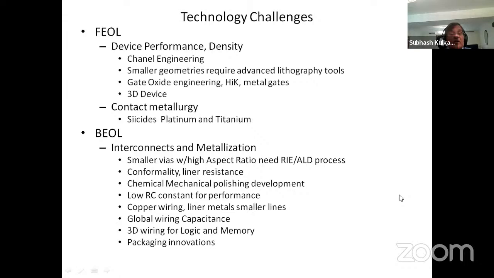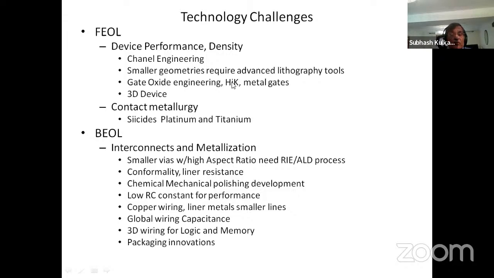Now, what are the challenges in the front end where you have to really make a good device? There is something called channel engineering. The channel is the one in which silicon device resides. And there is a lot of science that goes with it, a lot of physics and a lot of math. Smaller geometries are required using advanced lithography tools I showed you. The gate oxide engineering. Gate oxide was silicon dioxide, and it's running out of steam beyond 10, 20 angstroms.